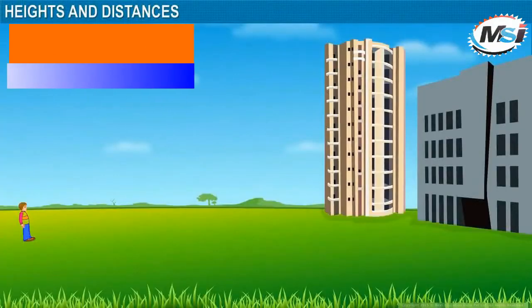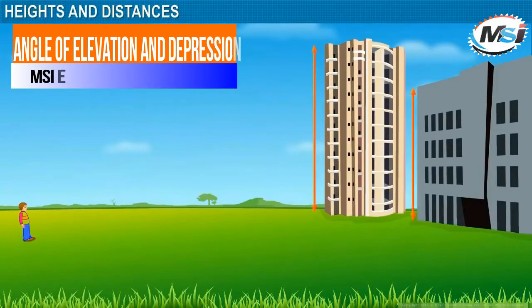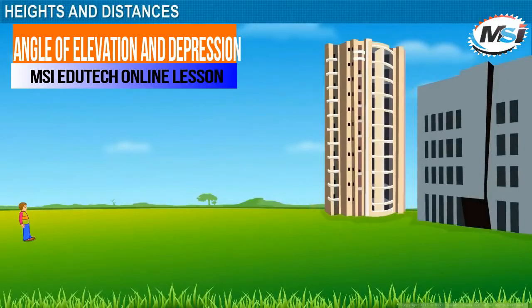In everyday life, we come across many buildings, monuments, and other structures. The heights of these structures can be found using trigonometric ratios. Let's review some basic terminology associated with finding heights and distances.